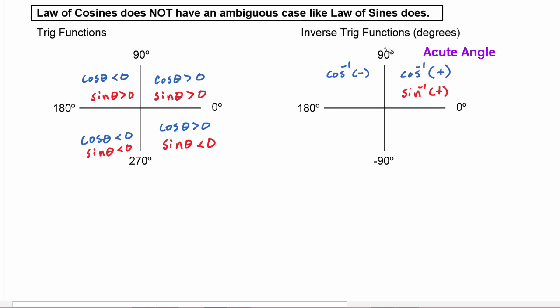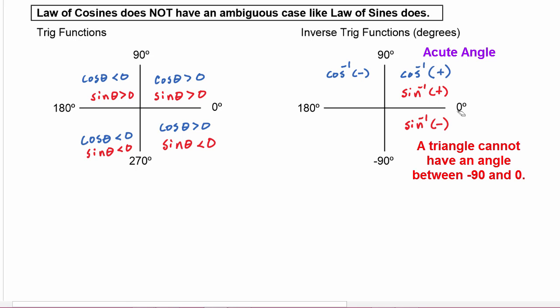But sine inverse, the only other quadrant it lives in is in quadrant 4. So if we're taking the sine inverse of a negative, then our calculator is going to output an angle between negative 90 and 0. And there's no triangle in the world that can have a negative angle in it. So there's a big difference between using sine and cosine.